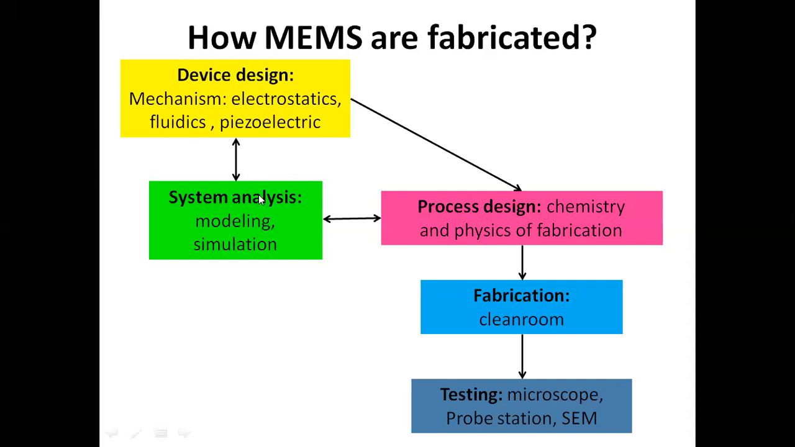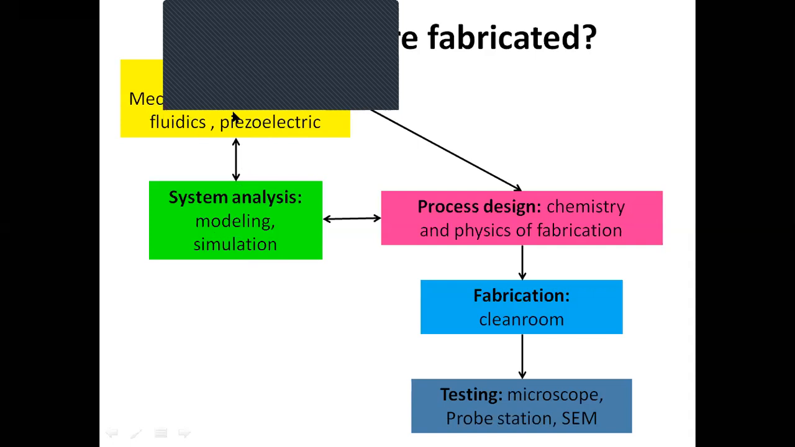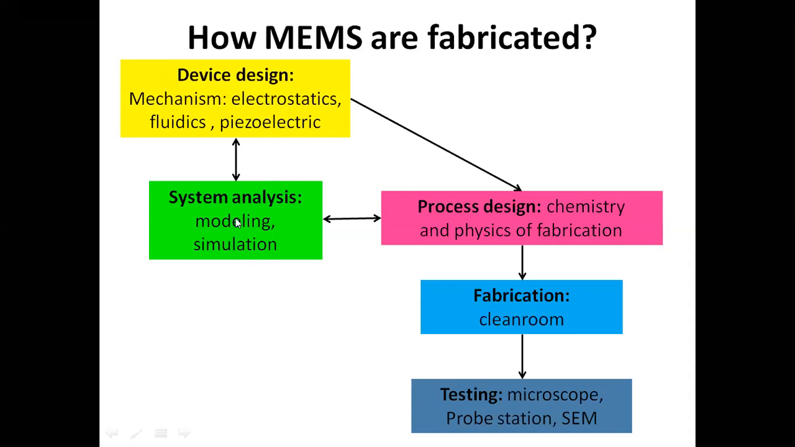If it is working, then you have to go to the next phase. If it is not working, then you have to go back to the device design. And you have to change, let's say, the mechanism. Previously, you selected electrostatics, and through modeling and simulation, you come to know that the performance would not be as per our requirements. So you have to go back to the device design phase, and you have to rethink again about the mechanism, about the shape, about the architecture, etc. And you have to again do the modeling and simulation.